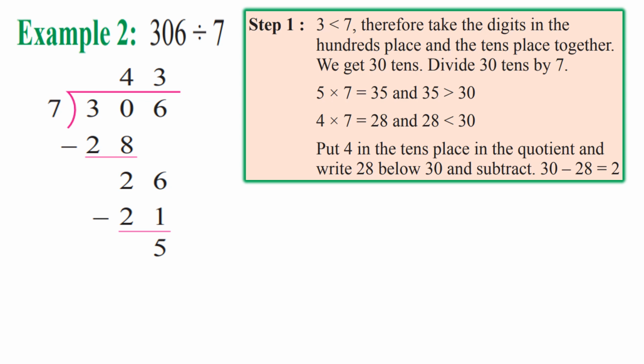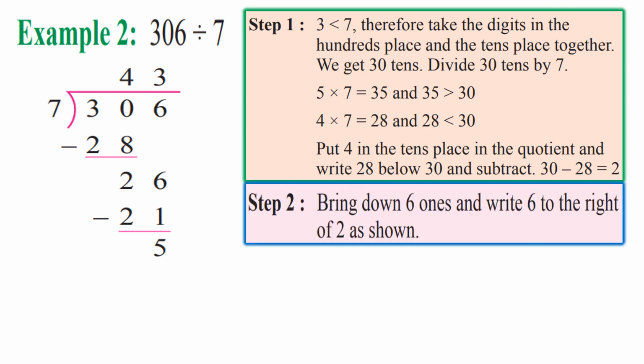5 times 7 equals 35, and 35 is greater than 30. 4 times 7 equals 28, and 28 is less than 30. Put 4 in the tens place in the quotient and write 28 below 30 and subtract. 30 minus 28 equals 2.